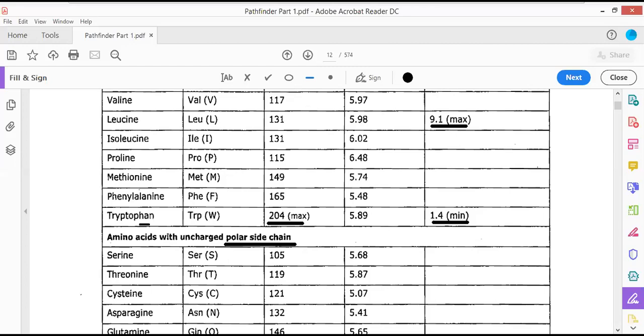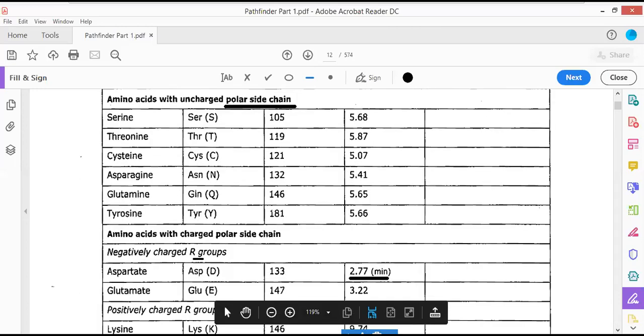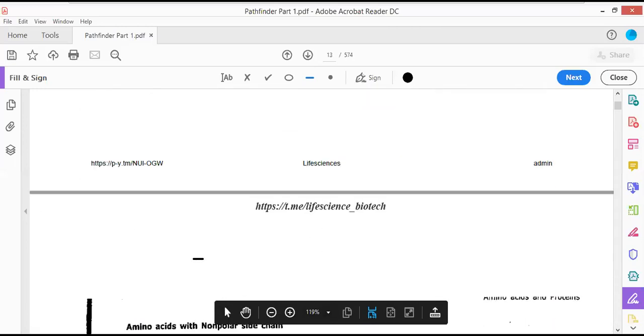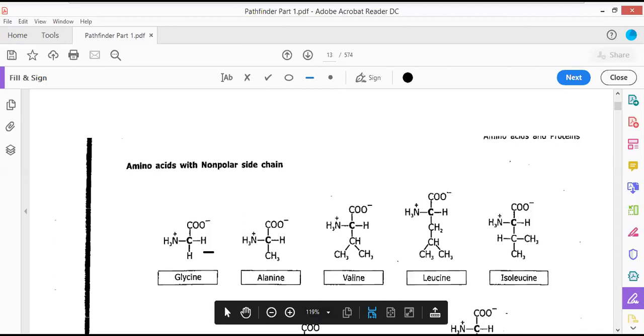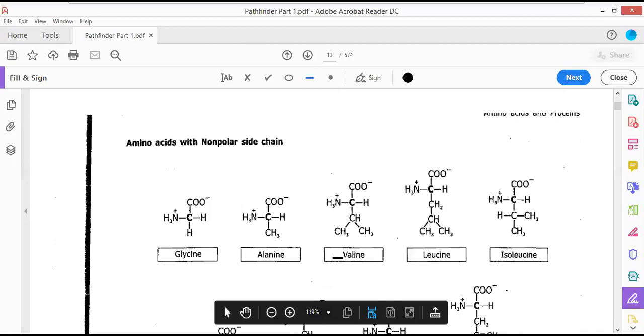Today I'm closing here only because you have to learn all the different names of these amino acid residues, as well as memorize the structure. Try to memorize the structure.